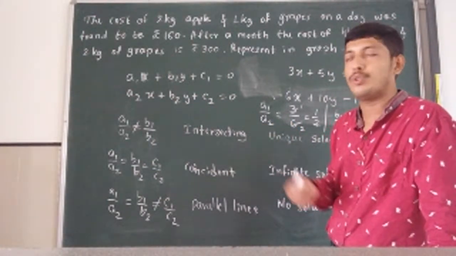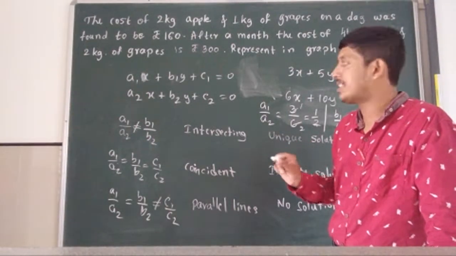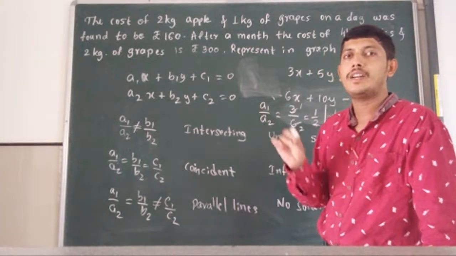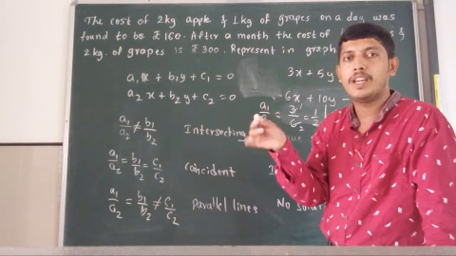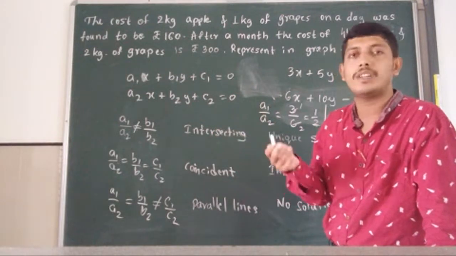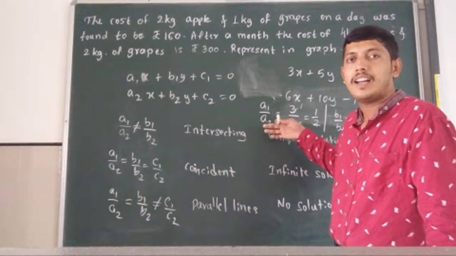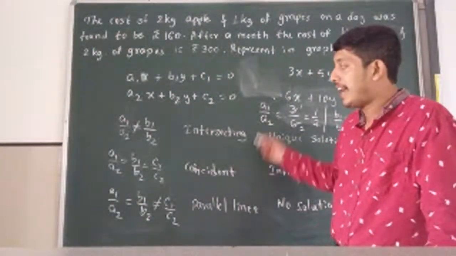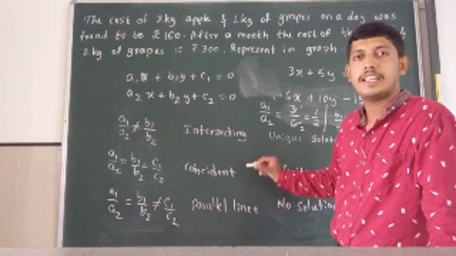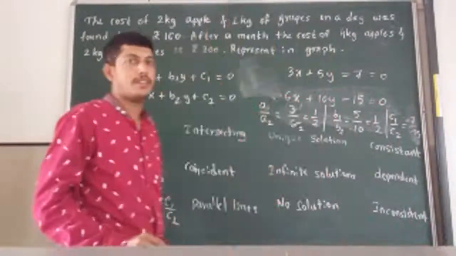Whether they are positive or negative, we have to consider that in the expression, otherwise we get a wrong answer. For example, if the actual answer is 1 by 2 and I miss one sign, then it becomes 1 minus 1 by 2. So the two terms are not equal, and directly we would conclude the lines are consistent, but the actual answer may be dependent or inconsistent. Therefore, along with the terms we have to use the signs also.